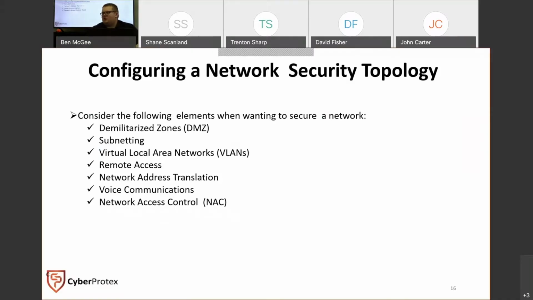One of the other things that you're going to see, and you're going to see this possibly in a practical exercise, is configuring a security topology. And it's not going to be this exact way, but one of the things that you need to consider when wanting to secure a network are some of the following things.